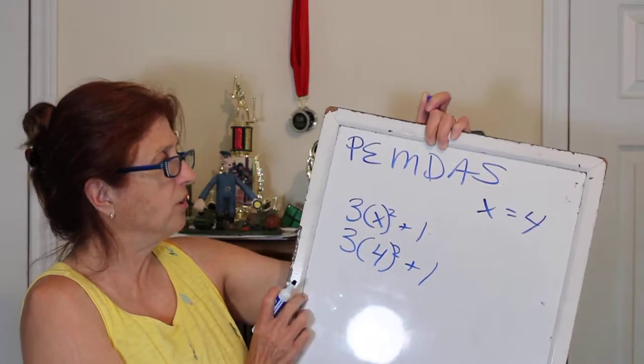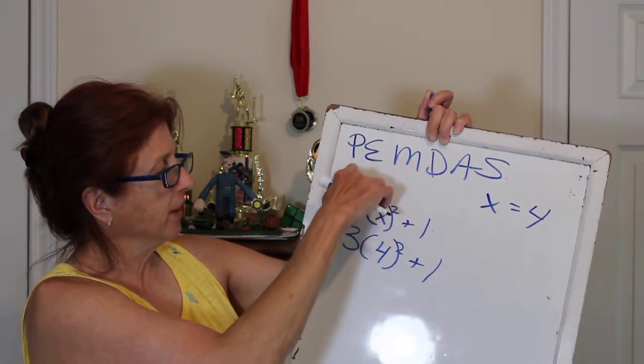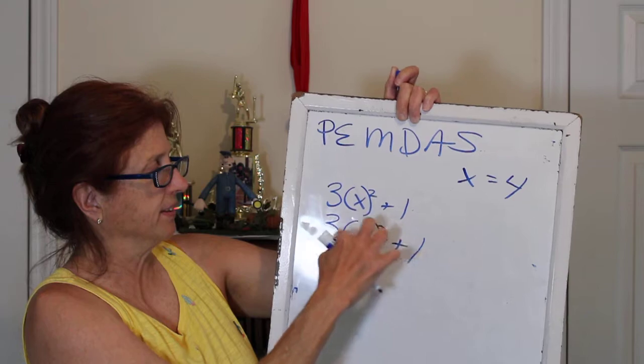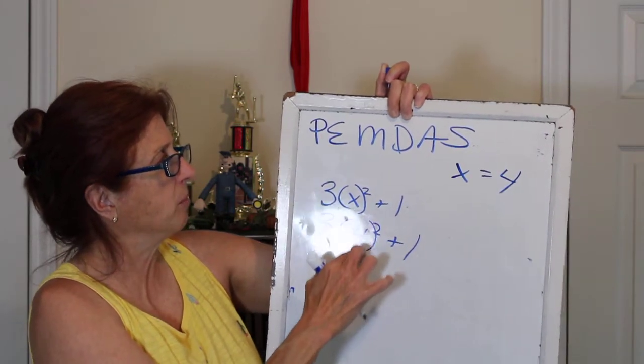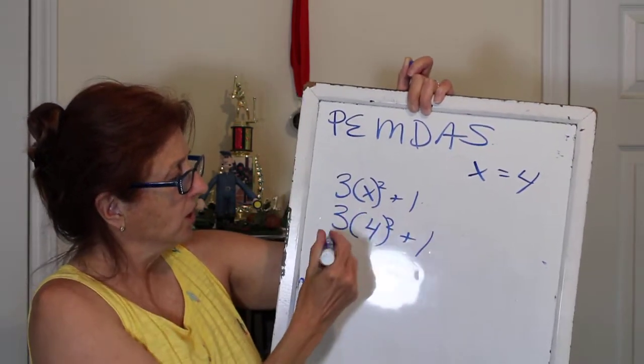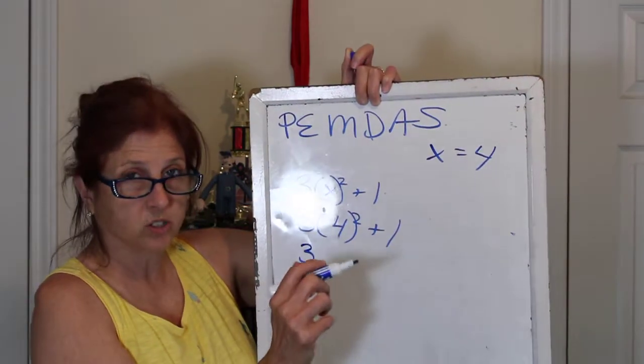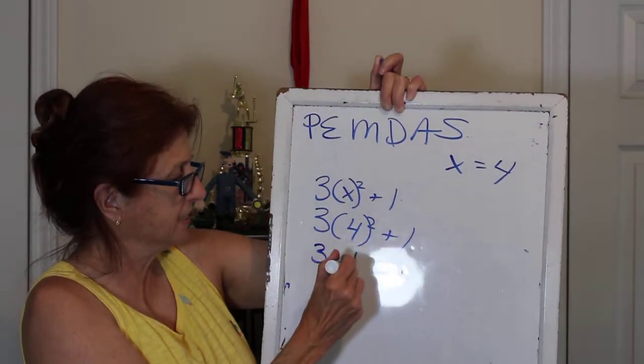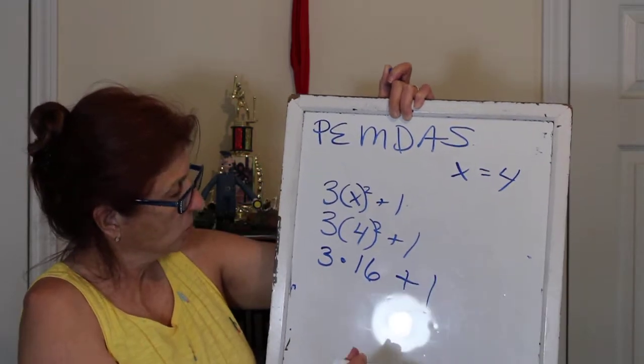So what order do you do this in? First, parentheses. We don't really have any parentheses except that. Nothing to do within the parentheses. Then exponents. So the next thing I do is 4 squared, which is 4 times 4, which is 16, plus 1.